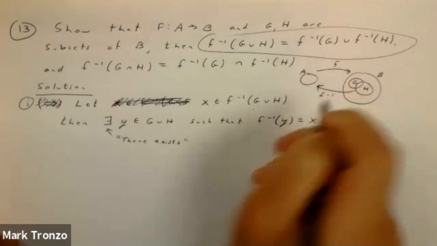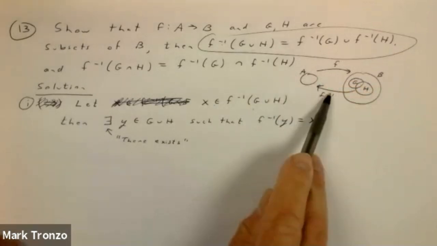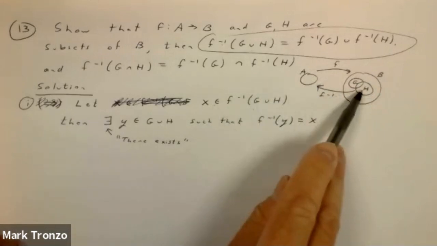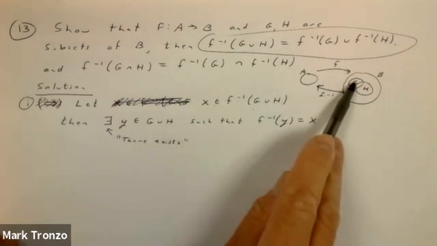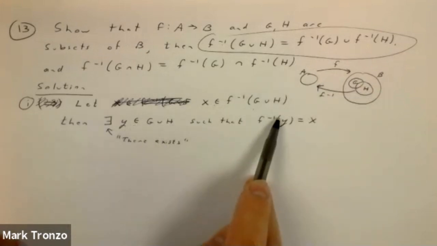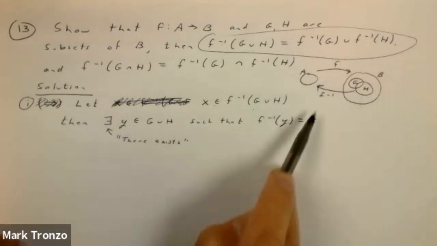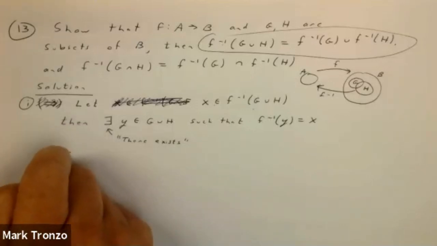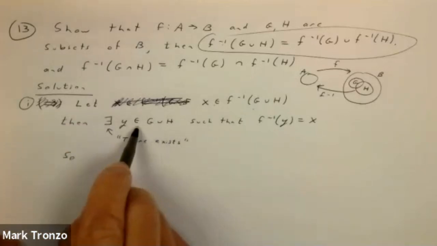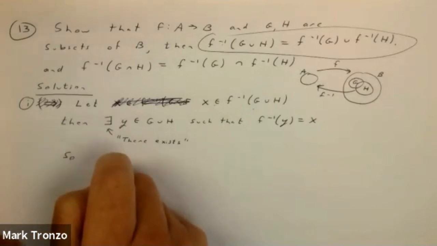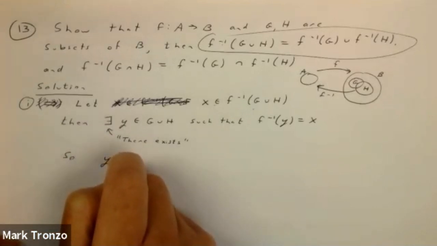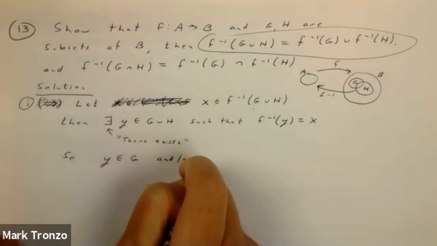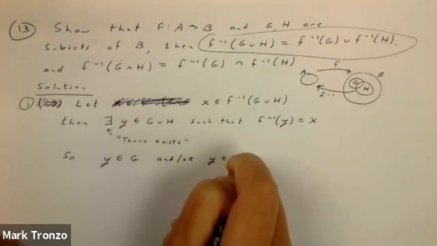So therefore, if there's a value X in the image of these two, then there had to be a Y somewhere in that union such that when we take that inverse, it would produce that X. So that kind of makes sense. And what does that mean then? That means Y is going to be in G and/or Y is going to be in H.